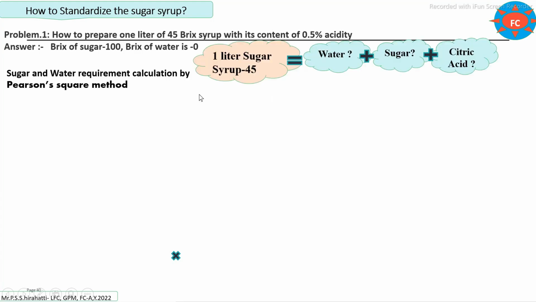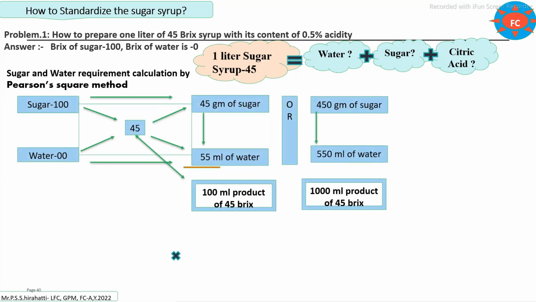This calculation is carried out by various methods. The simple way to calculate is the Pearson square method. In the Pearson square method, first draw the square. At the center of the square, put the value of the degree Brix required. In this problem, we require 45 degree Brix, so put the value 45 in the center.